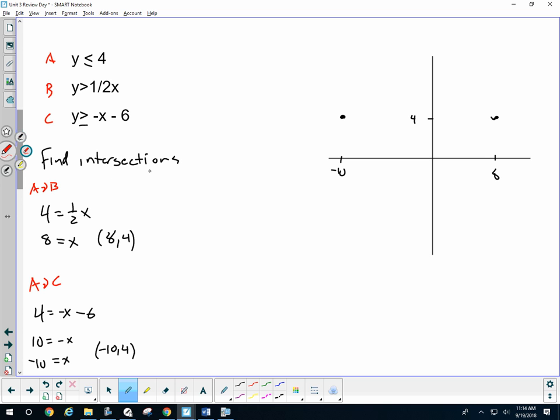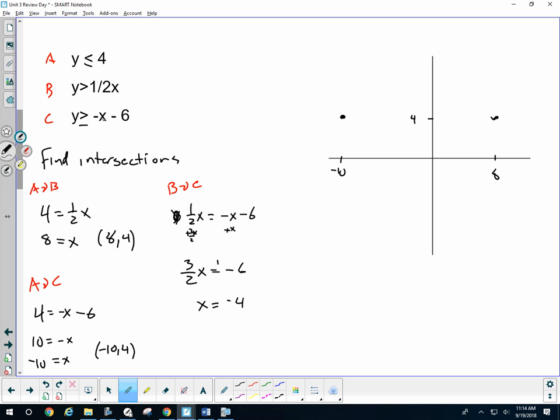Okay. Let's look at B and C. So this is the point that B and C share. I'll have 1/2 x equal to negative x minus 6. Add an x, I get 3/2 x. That's 2/2 plus 1/2. Just to show you that entire step, add an x. This is the same as 2 over 2 x. So I get 3 over 2 x equals negative 6. Multiply by 2, divide by 3. Multiply by 2/3. Get negative 12 divided by 3 is negative 4. So that would be negative 4.